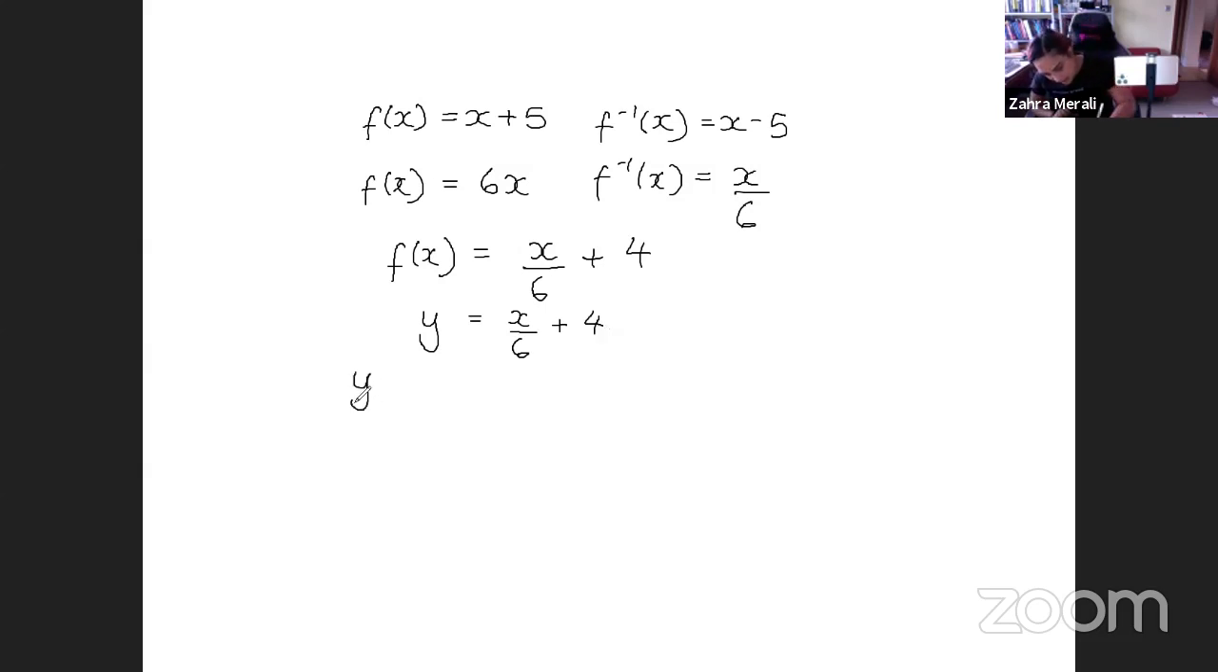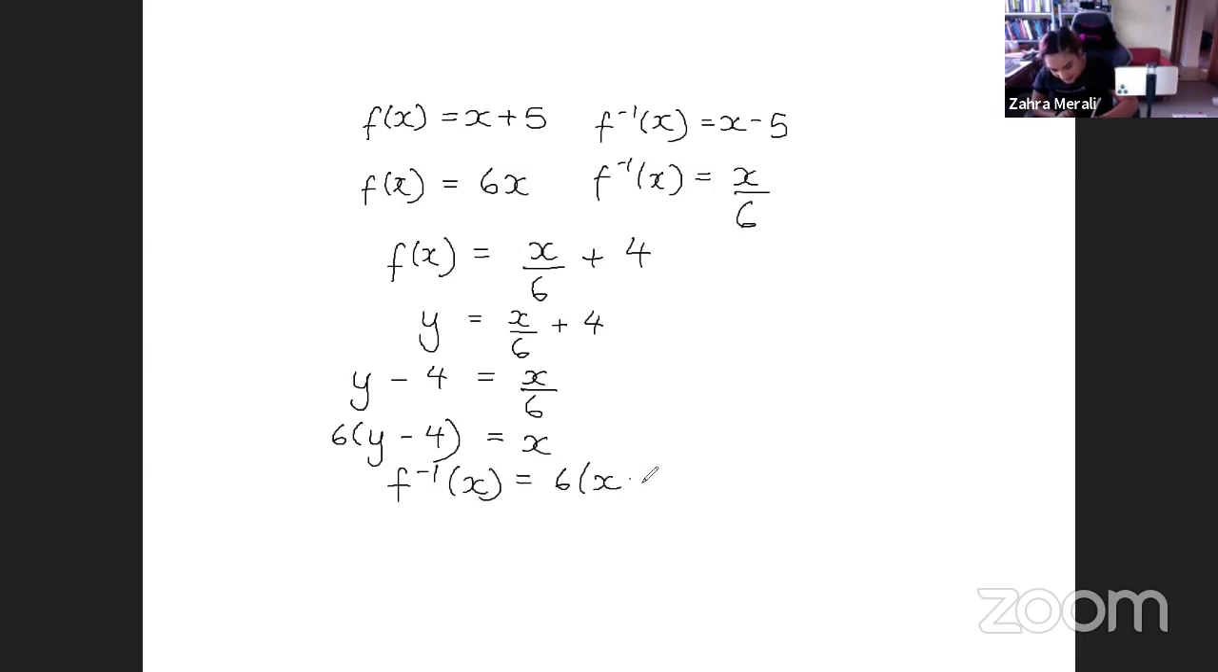So that would be y minus 4 would leave me with x over 6. So x on its own is 6 lots of y minus 4. So just move that down a bit. Okay, so we've got x equals 6 lots of y minus 4. So now I can say my inverse f to the minus 1 of x equals 6, and instead of y, I've got to put an x there, x minus 4. And that would be your full way. You've got to make sure you swap your x and y.